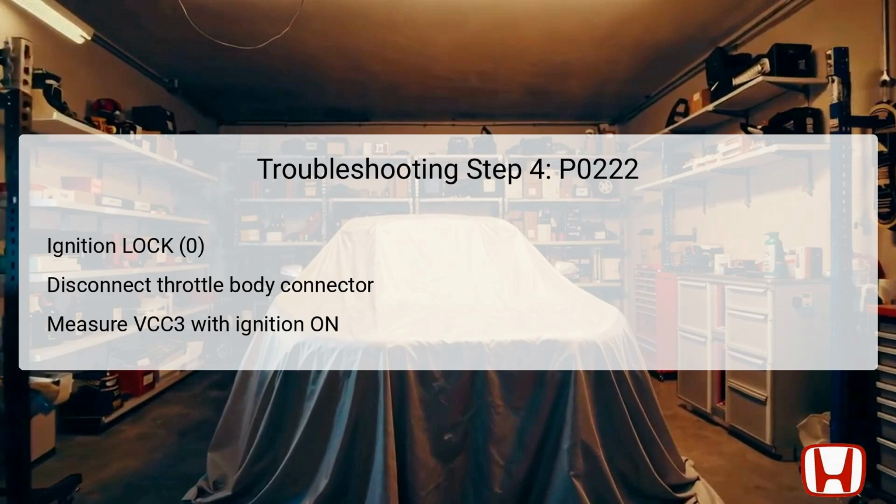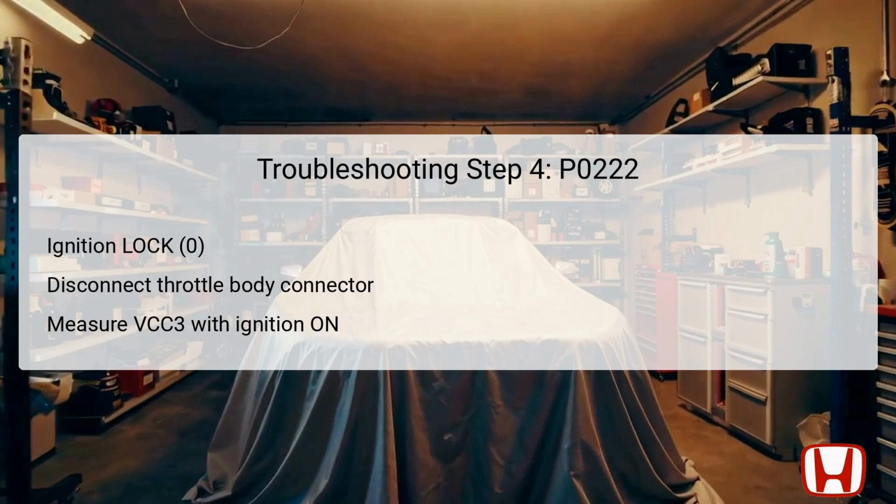Afterward, disconnect the throttle body 6P connector to isolate the measurements. Then, switch on the ignition to the on position, and check for voltage levels at the appropriate test points. You will be interested in measuring the VCC3 dBW voltage, specifically between the throttle body connector, number 5, and body ground. The expected reading should approximate 5.0 volts.